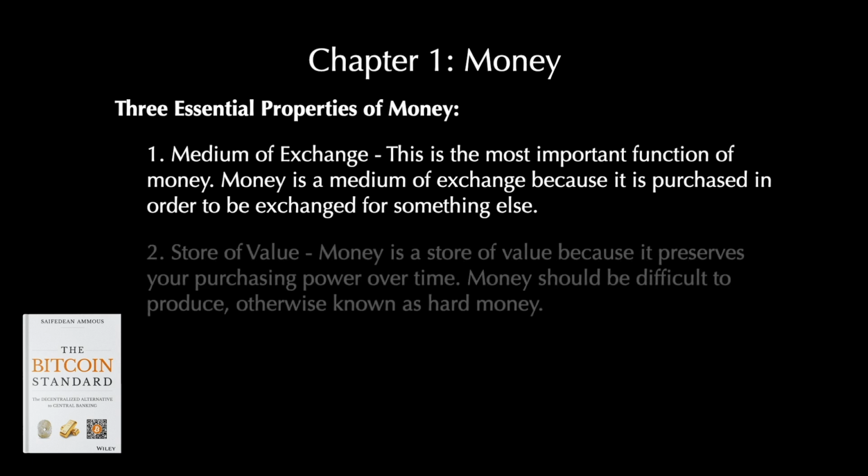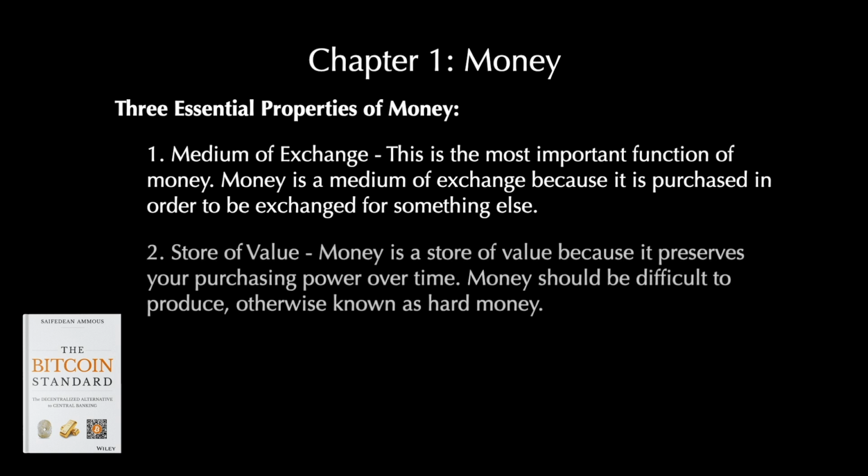Number two, store of value. Money is a store of value because it preserves your purchasing power over time. Money should be difficult to produce, otherwise known as hard money. If it is easy to produce, otherwise known as easy money, people will produce more of it, driving its value down, which in turn makes it a bad store of value.